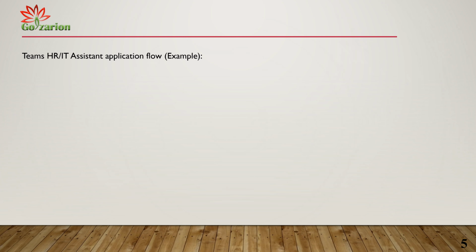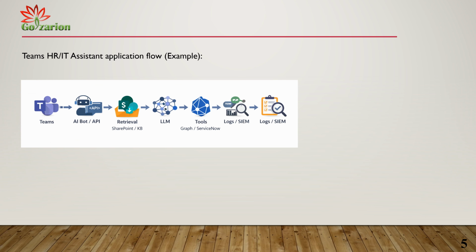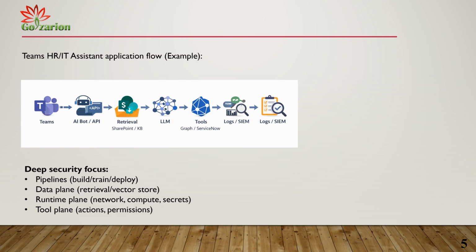Imagine a Teams AI assistant inside a large organization. It retrieves content from SharePoint or a knowledge base, sends it to an LLM, and makes calls to tools such as Microsoft Graph or ServiceNow. This architecture has multiple planes: the pipeline plane, the data plane, the runtime plane, and the tool plane. Deep technical security means securing all of them, not just the model.